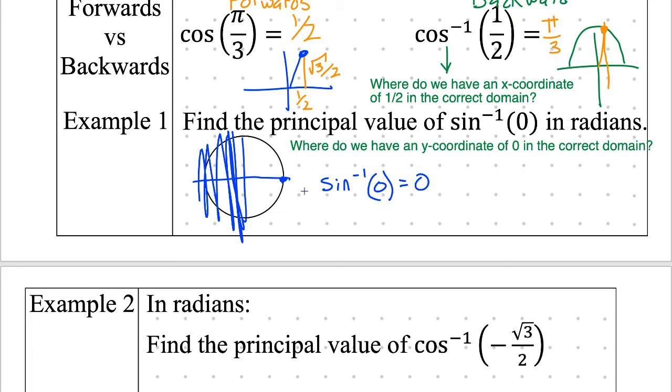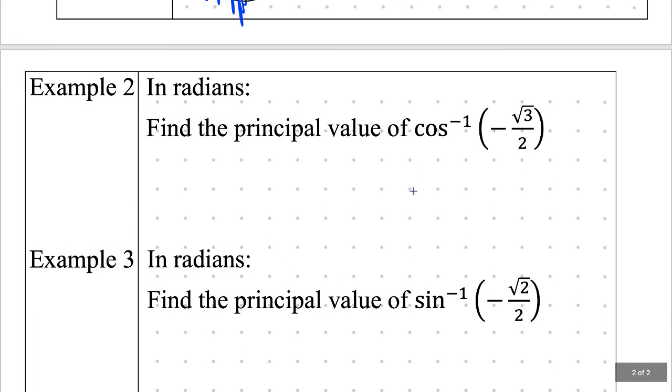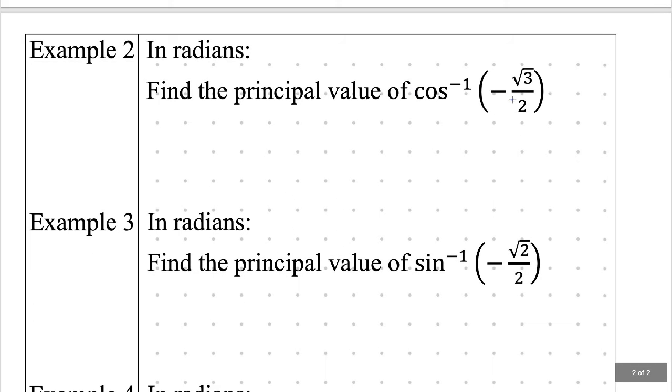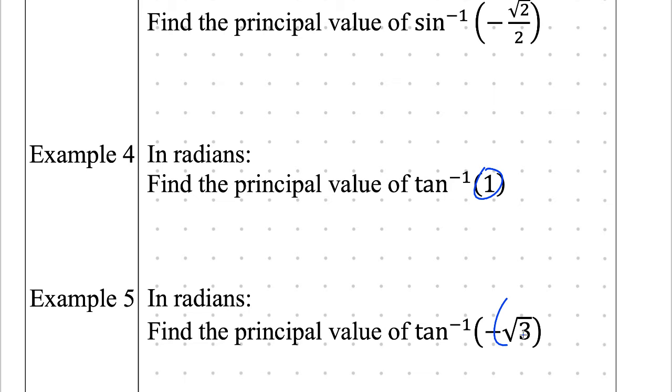Let's try a slightly harder one. We'll box our answer too. Example number 2. Find the principal value of arc cosine with, ooh, this number looks familiar, right? That's a 30, 60, 90 triangle right there. That's a 45, 45, 90 triangle there. That's a, oh, what are those? Arctangent is weird, I know. We'll get there in a sec.